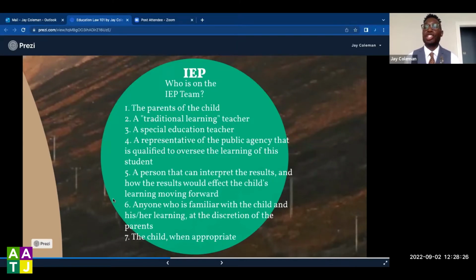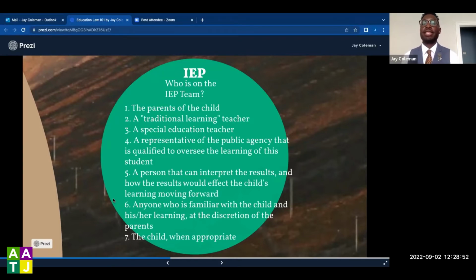A person who can interpret the results of the evaluation and know how the results would affect the child's learning moving forward. So the evaluation will contain a lot of medical terms and specifics that someone who does not work in that field is not going to understand. So it's going to be someone who's there and able to put the evaluation in layman's terms and explain what does this mean and what do we need to do.